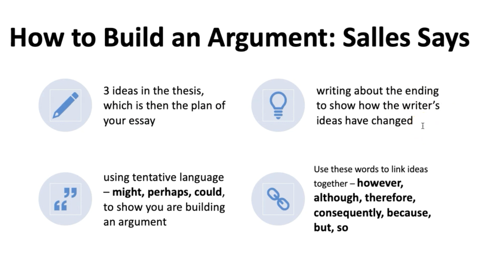Now, there is some key vocabulary which will always help you write about the writer's point of view and why they've done something. It's these words here. However, although, therefore, consequently, or if you prefer, because, but, so. If you remind yourself to use one of these words in every single paragraph, you will definitely be building an argument. Why? Because all these ideas link to something that was said before or something that is coming up next. So your argument will always be linked. It won't just be a separate series of statements. They'll be linked in order to build an argument.